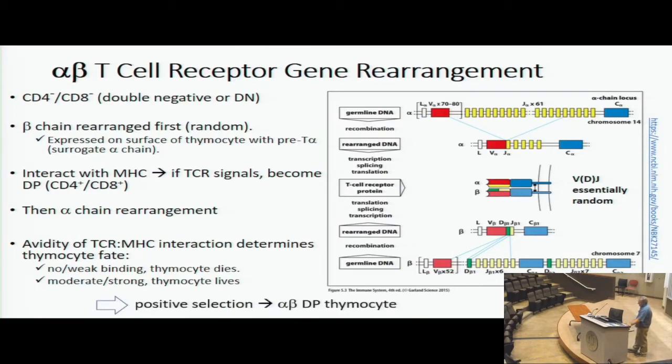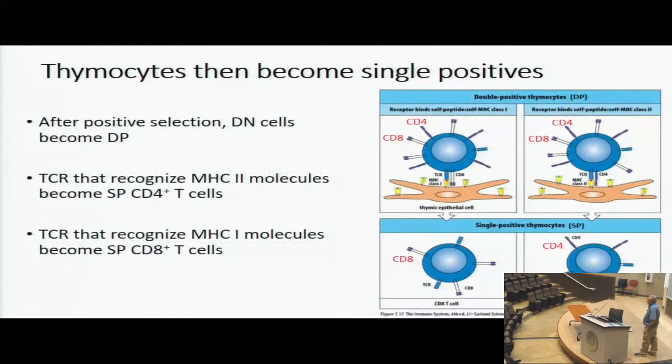So that process of survival is called positive selection. And that's entirely dictated by whether the receptor that it generates is able to recognize the MHC available to it in the thymus. So part of this positive selection process is then determining whether it becomes a CD4 single positive or a CD8 single positive. And again, that's really dependent on which kind of MHC molecule is recognized by the T cell receptor.